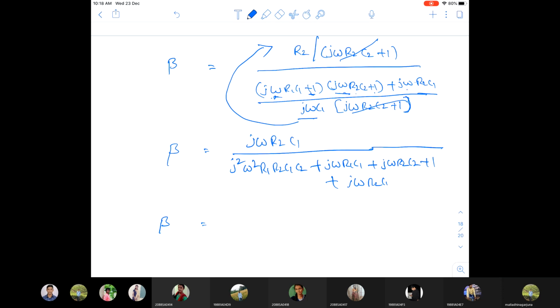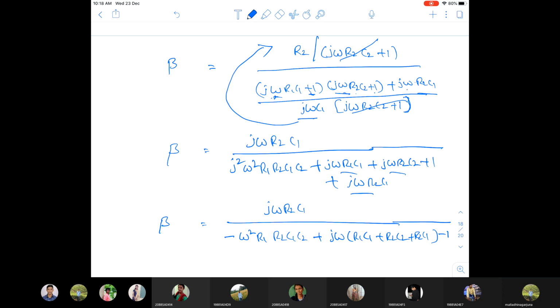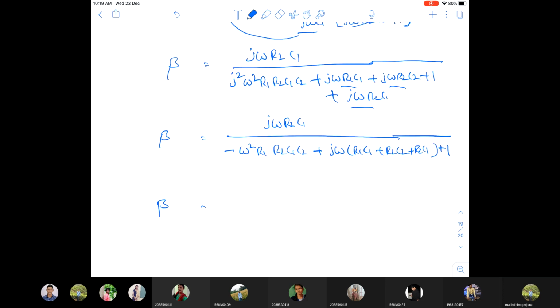No, sir. Okay, so j omega R2 C1 by, so j square is what? Minus. So minus omega square R1 R2 C1 C2 plus, from these three you can take j omega as common: R1 C1 plus R2 C2 plus R2 C1, minus 1 plus 1 plus 1. So beta is equal to, I can write, see this plus 1 I will write here.